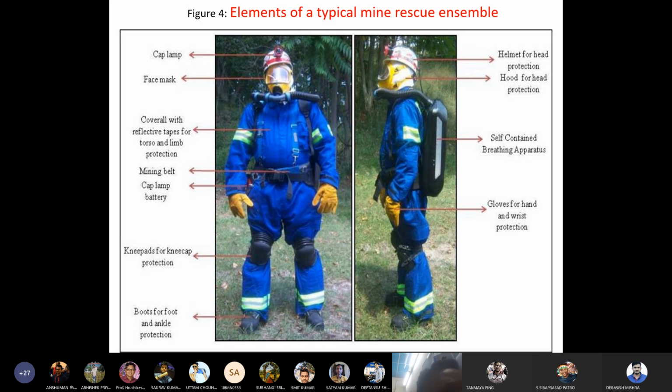And this is the body cover jacket, coverall with reflective tapes for torso and limb protection. For limb and body protection, coverall body protection garment. And this is the mining belt he has to wear. And this mining belt will carry the cap lamp battery. Cap lamp battery will be carried by the mining belt. So this cap lamp battery will give energy to the cap lamp, lighting the cap lamp.